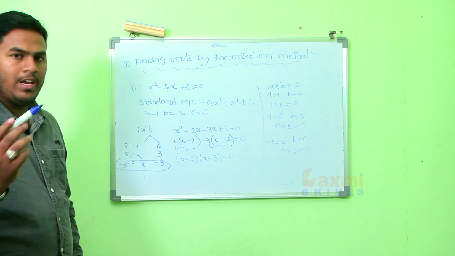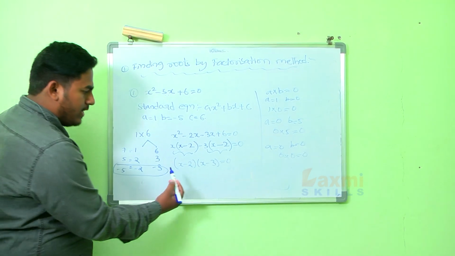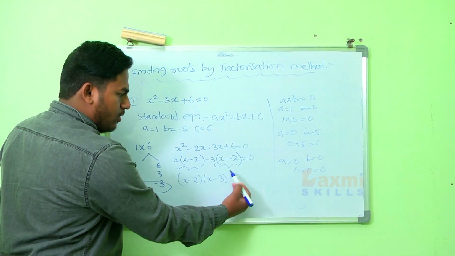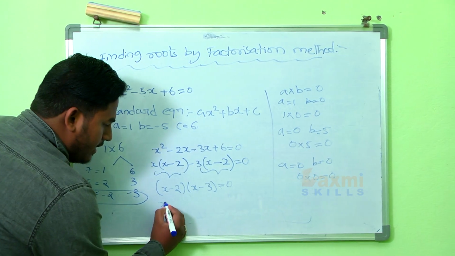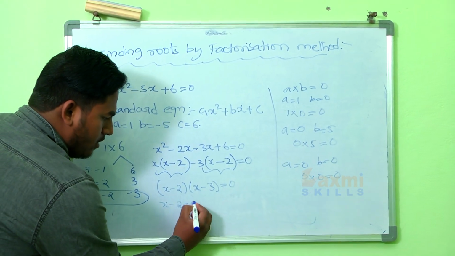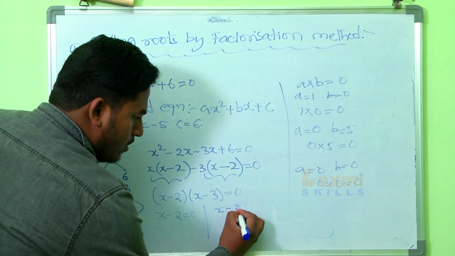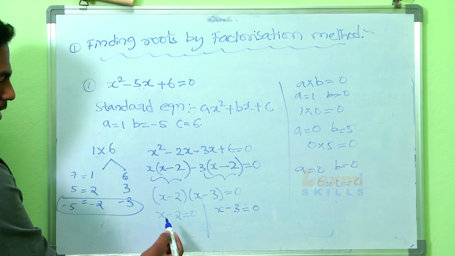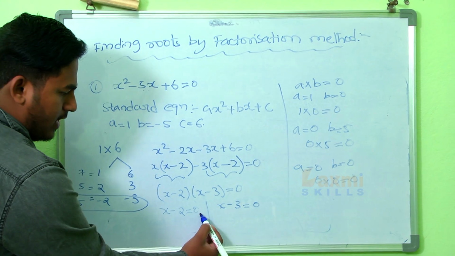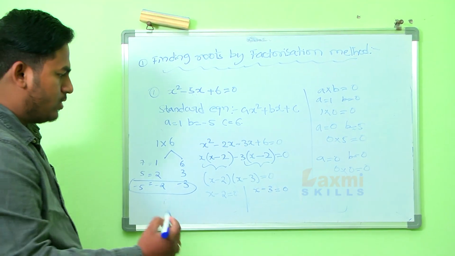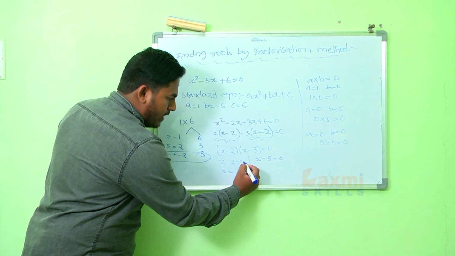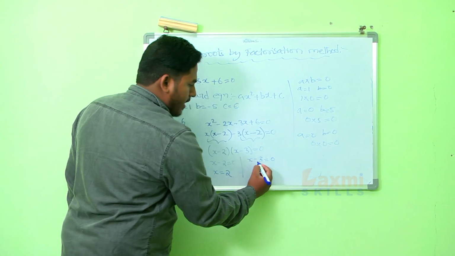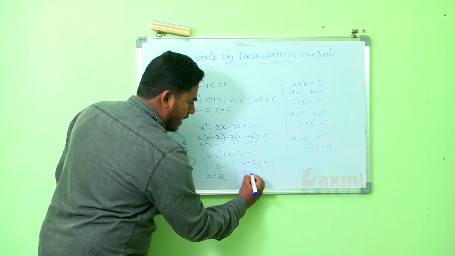So whenever we get a into b is equal to 0, either we can take a is equal to 0 or b is equal to 0 or both. In that case we take x minus 2 is equal to 0 and x minus 3 is equal to 0. We are transposing this minus 2 to the right side. When I transpose minus 2 to the right side, it becomes positive. So minus 2 moving right becomes 2 here, and minus 3 moving right gives x equal to 3.